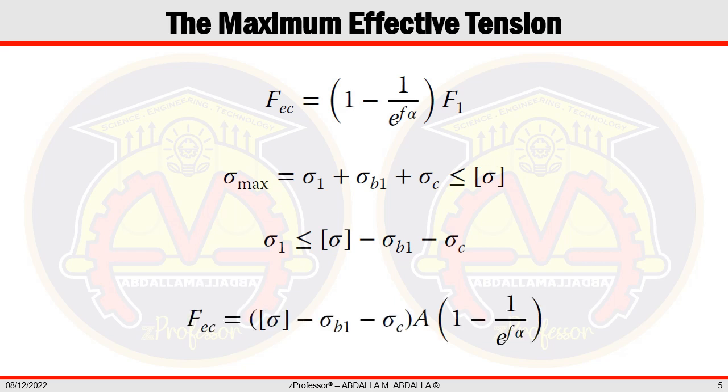minus sigma C. Since F1 equals sigma 1 multiplied by A, we then have FEC equals the allowable stress, the square bracket sigma, minus sigma B1 minus sigma C, multiplied by A, then the other bracket 1 minus 1 divided by e to the power f alpha. This is the maximum effective tension that may be used without experiencing slippage or fatigue.